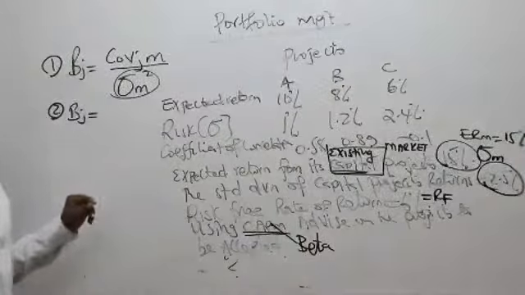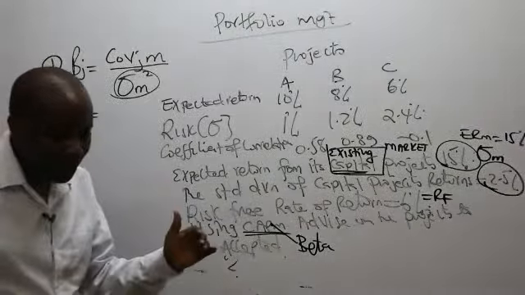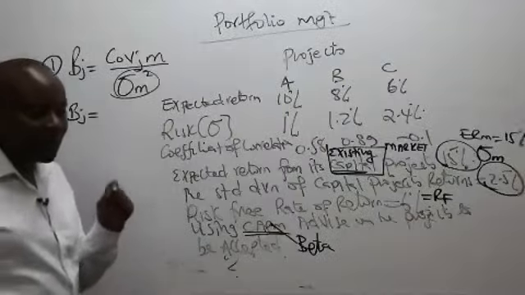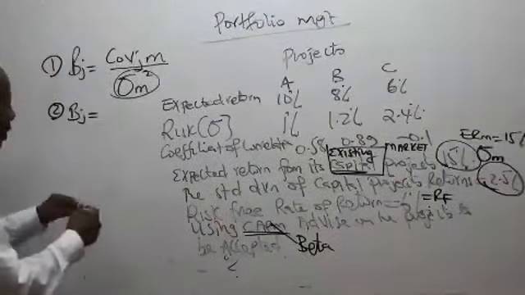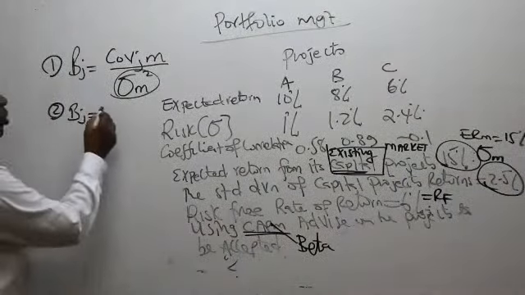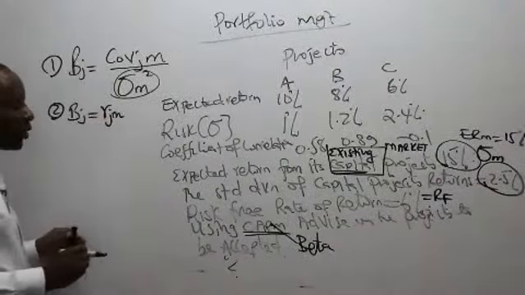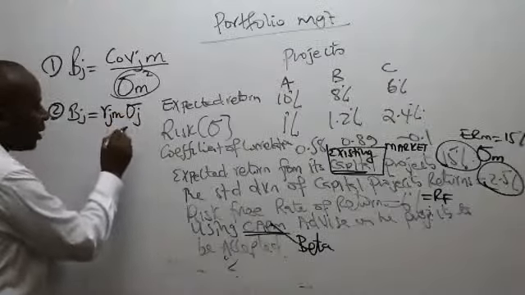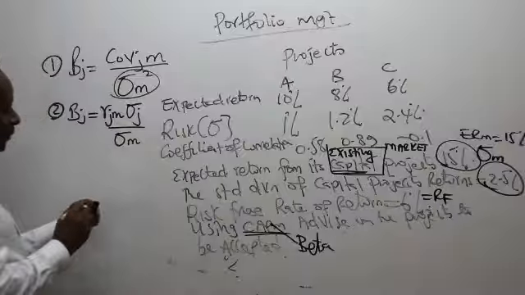Correlation. The second approach, remember I told you that there are two approaches. We have the covariance approach, and then we have the correlation approach. You can see, ladies and gentlemen, what Olivia is telling us: if it is the correlation approach, we normally take the correlation between the security and the market. So, the correlation between J and M, multiplied by the standard deviation of the security J, all over the standard deviation of what here? The market.